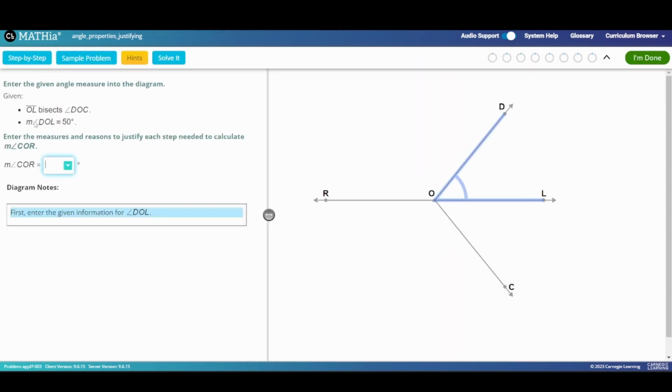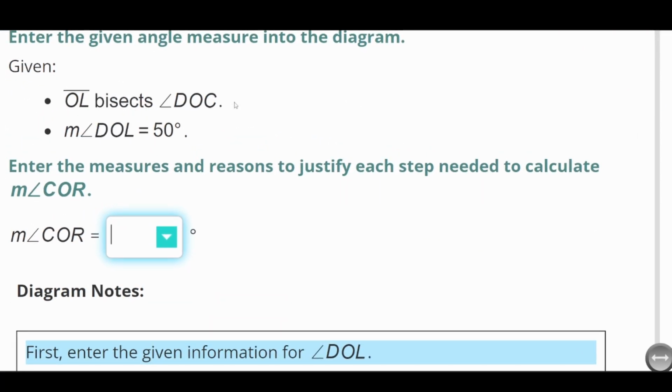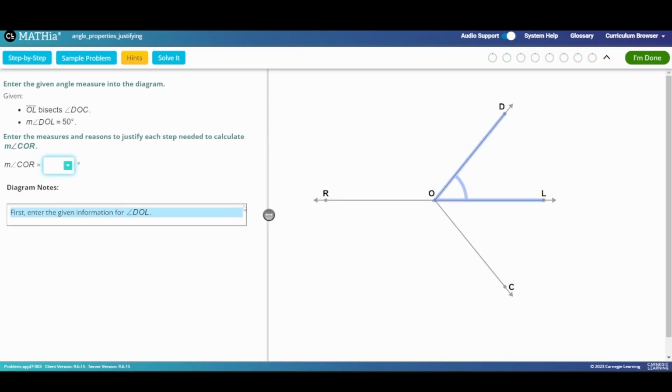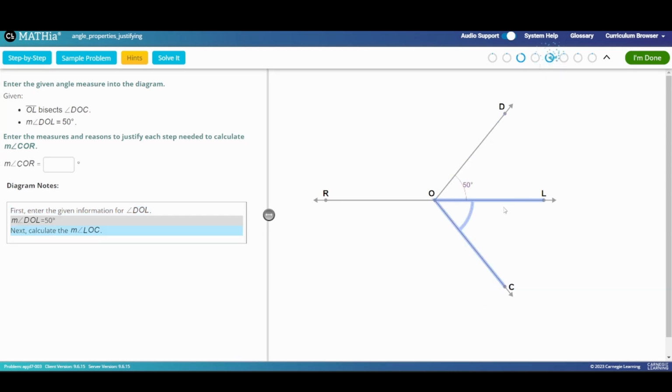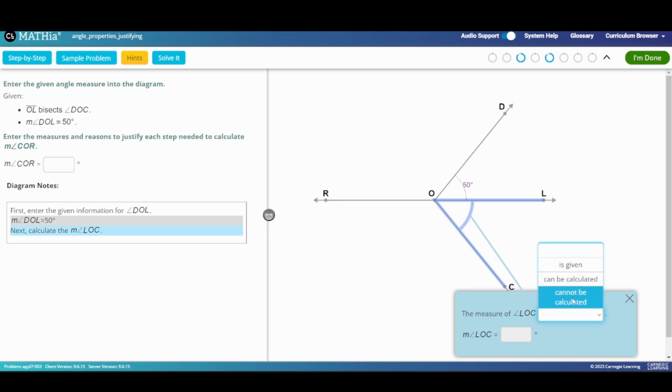This time the given part is that OL bisects angle DOC. The measure of angle DOL is 50 degrees, right? And eventually we're going to try to figure out what COR is. So let's look at this other side first. I'm going to click this highlighted part. It says DOL. Remember, that was given to us in our given parts on the left side. DOL is 50 degrees. And if it's being bisected, this is also going to be 50, angle LOC here. However, it wasn't specifically given, but we can calculate it because this was an angle bisector. All right, so this is also going to be 50 degrees.